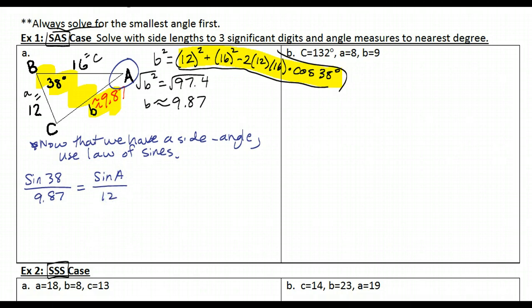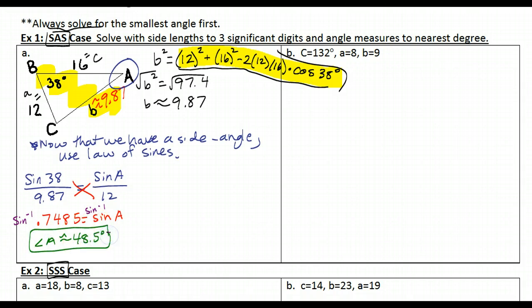This is me assuming you remember what we did in 13.5, so I'm going to do this part kind of fast, but again, cross multiply and solve. I end up with approximately 0.7485 equals sine of A, and again, I did 12 times sine of 38 divided by 9.87. To get rid of my sine, I sine inverse both sides, and I end up with approximately 48.5 degrees for angle A.